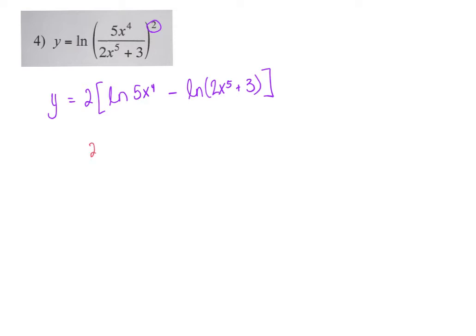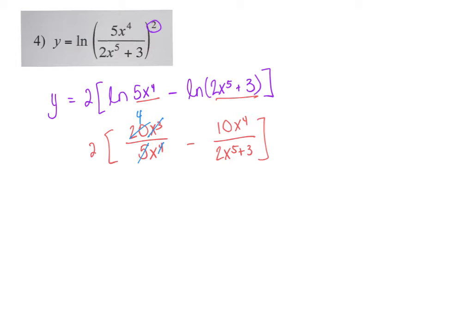So we have 2, and this is the derivative of the inside, so 20x cubed over the derivative of just the function, 5x to the 4th. And the derivative of the inside, 10x to the 4th over 2x to the 5th plus 3. I would simplify this before I tried to get common denominators. So simplify your x cubed and x to the 4th, simplify your 5 and your 20. Nothing over here can simplify, so we'll just go with that.